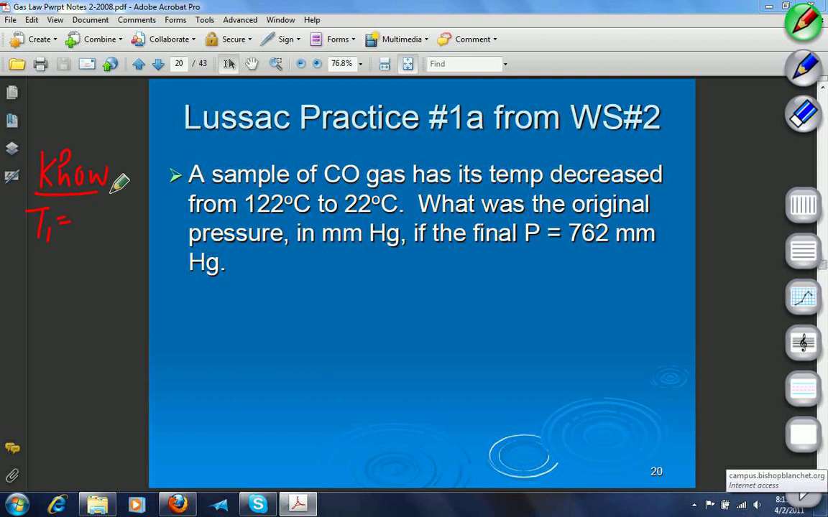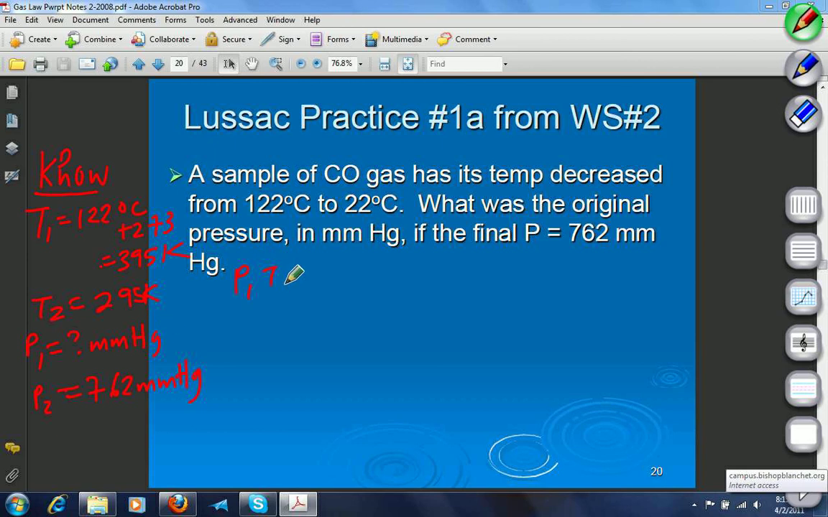Things we know. T1 equals 122 degrees Celsius, but we can't leave it in degrees Celsius, so we have to add 273 because that's how we get to Kelvin. Always add 273. And that equals 395 kelvins. And T2, I'm already going to add the kelvins to it, is 295 Kelvin. Our first pressure we don't know because we're trying to find the original pressure, in the unit of millimeters of mercury. And the second pressure that we do know is 762 millimeters of mercury.